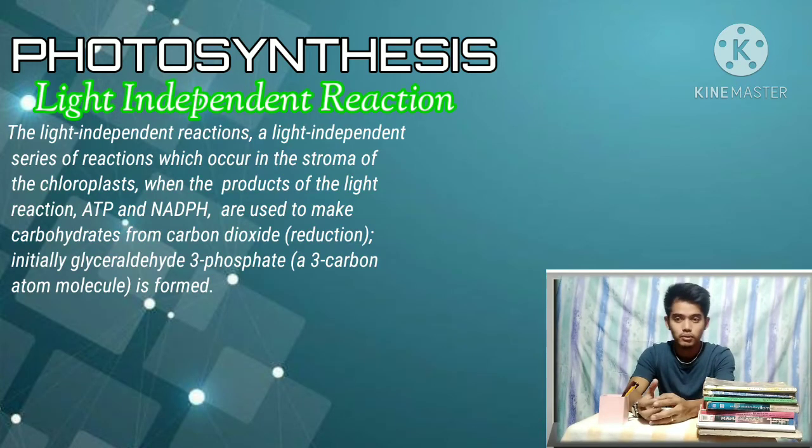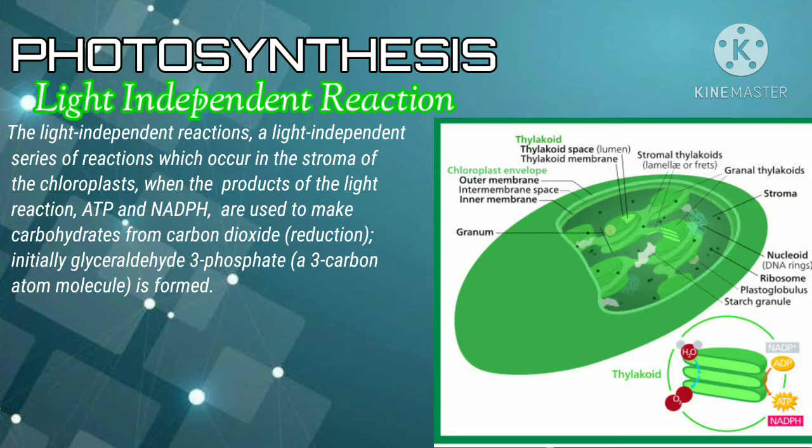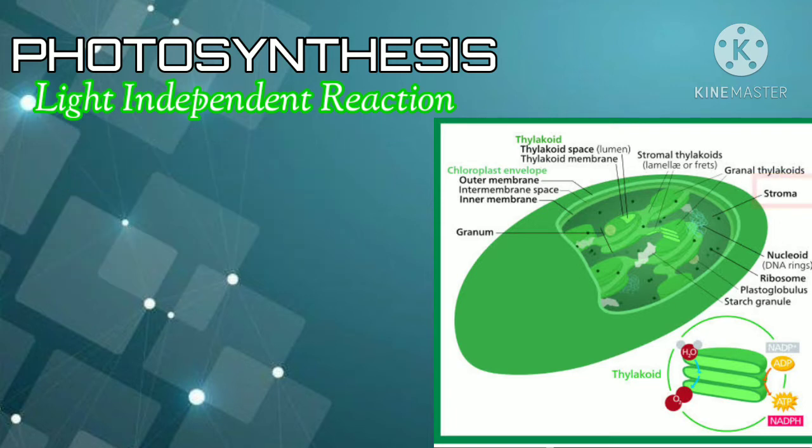The next process is the light-independent reactions. The light-independent reactions are a series of reactions which occur in the stroma of the chloroplast. The products of the light reaction, ATP and NADPH, are used to make carbohydrates from carbon dioxide through reduction, and initially a glyceraldehyde 3-phosphate three-carbon molecule is formed.